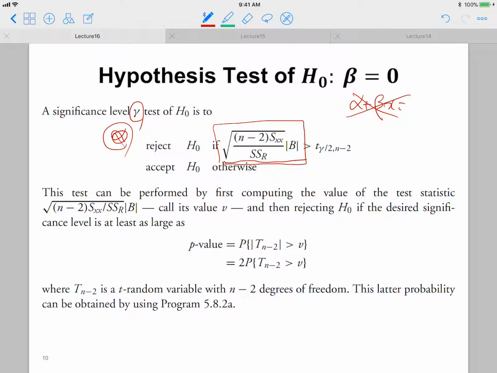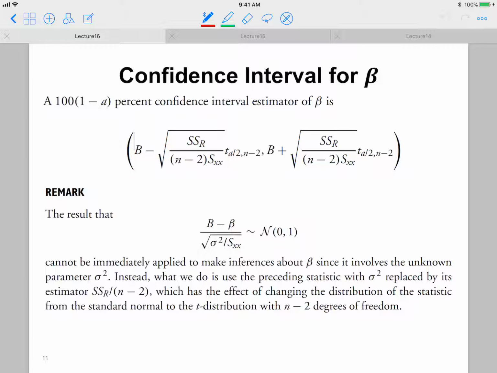Okay, any questions so far? And then similarly, in the case of an estimator of our beta, we can obtain this kind of confidence interval when we have this significance level or confidence level.